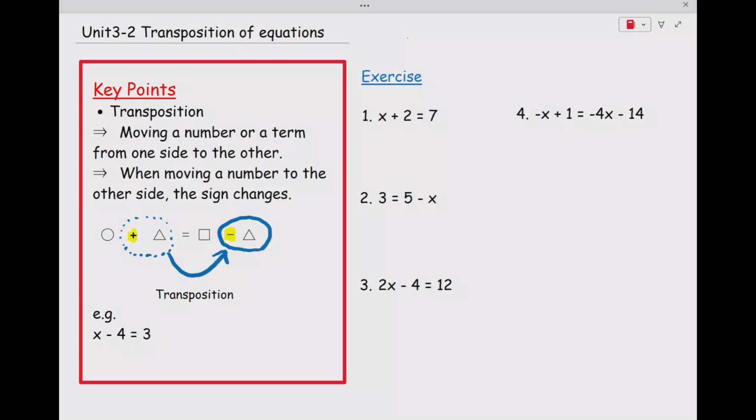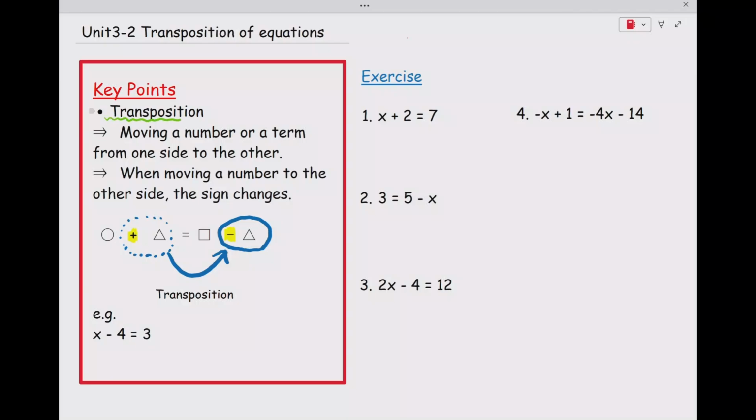In the previous video, we learned how to solve equations using the characteristics of equations. And today we will explain how to solve equations in a different way. Let's start by learning some basic concepts.